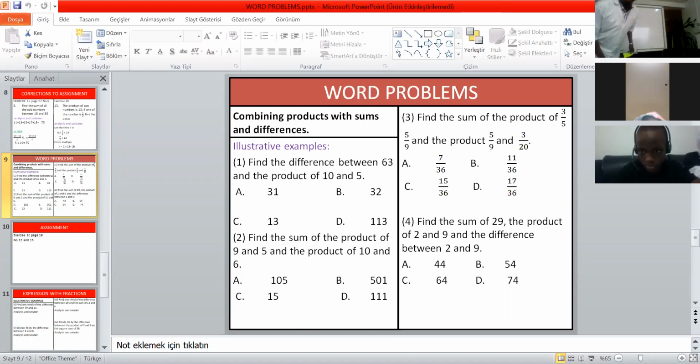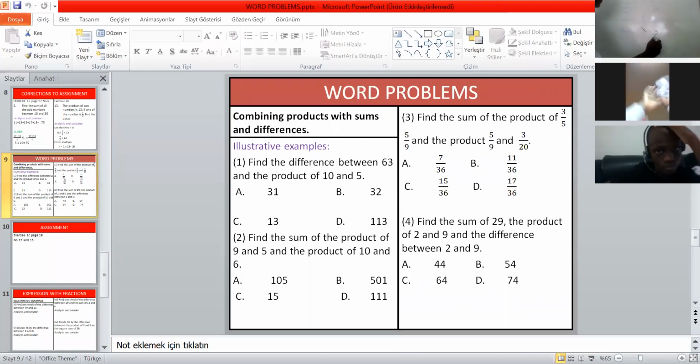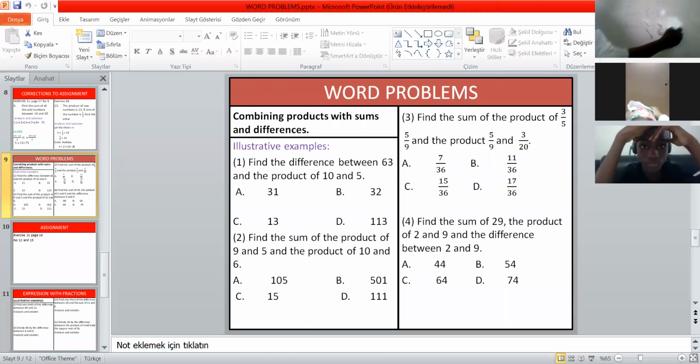If you look at the second product, we have 5 over 9 against 3 over 20. Now look at this. You can slice it. This one goes here. You have 4 here. So this one goes here. This one goes here is what? 3. So the answer of this one is what? 1 over 12. Now we can find the sum.